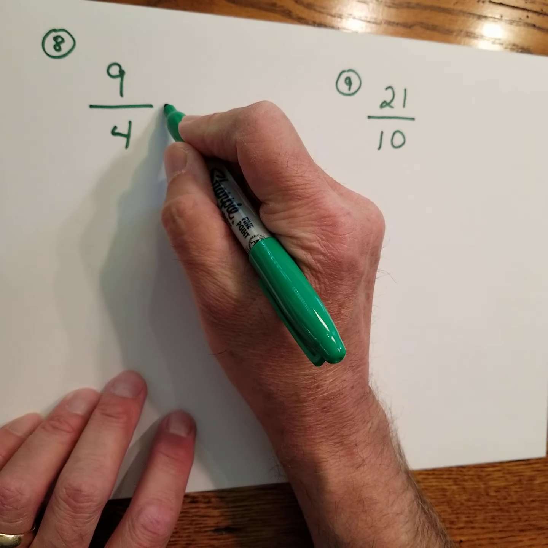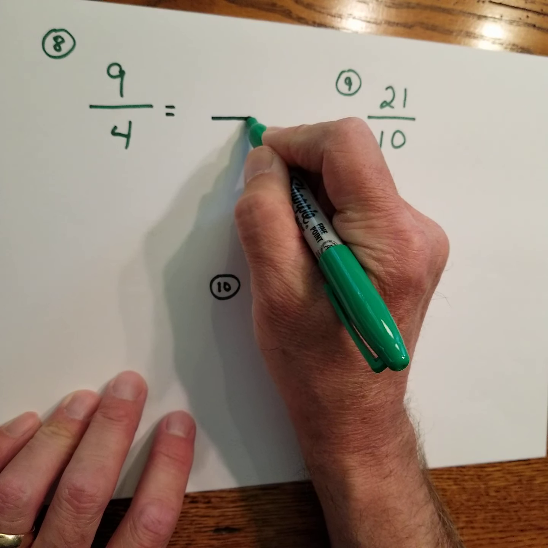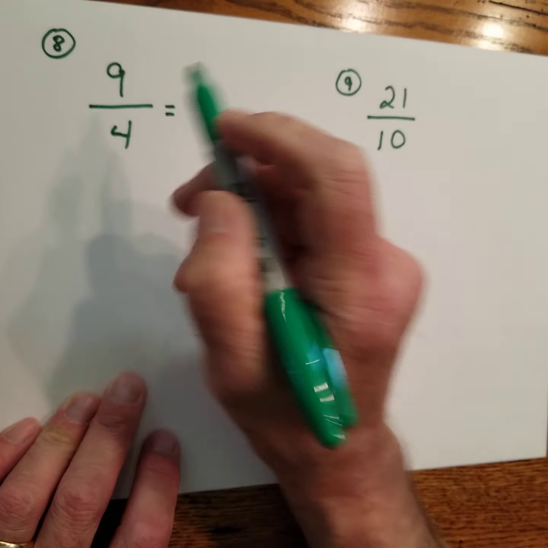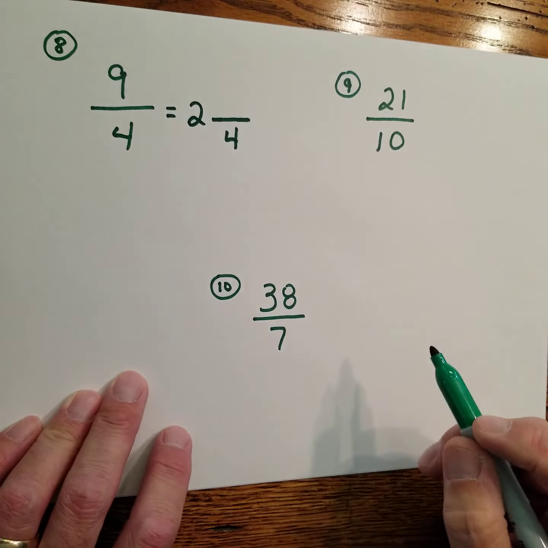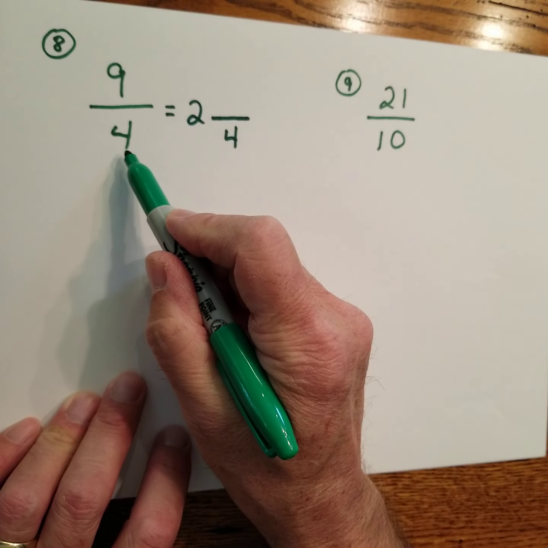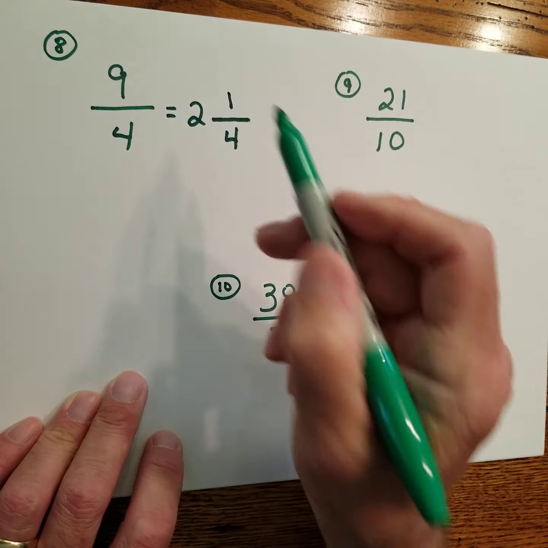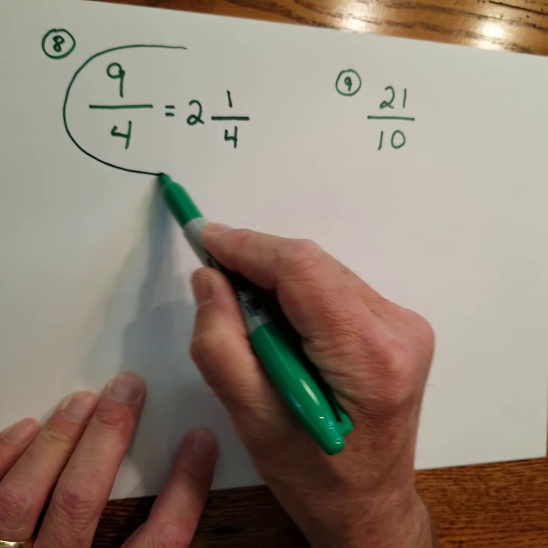All right, let's try it. I know my denominator will be 4. How many times does 4 go into 9? It goes in 2 times. 2 times 4 is 8. 8 subtracted from 9 leaves a remainder of 1. Got it.